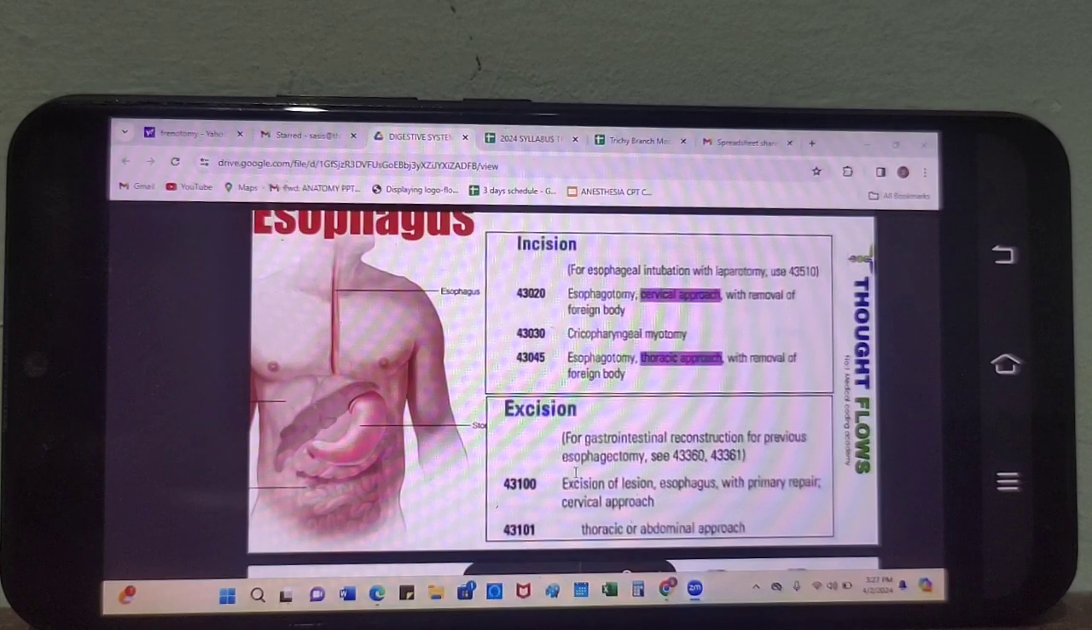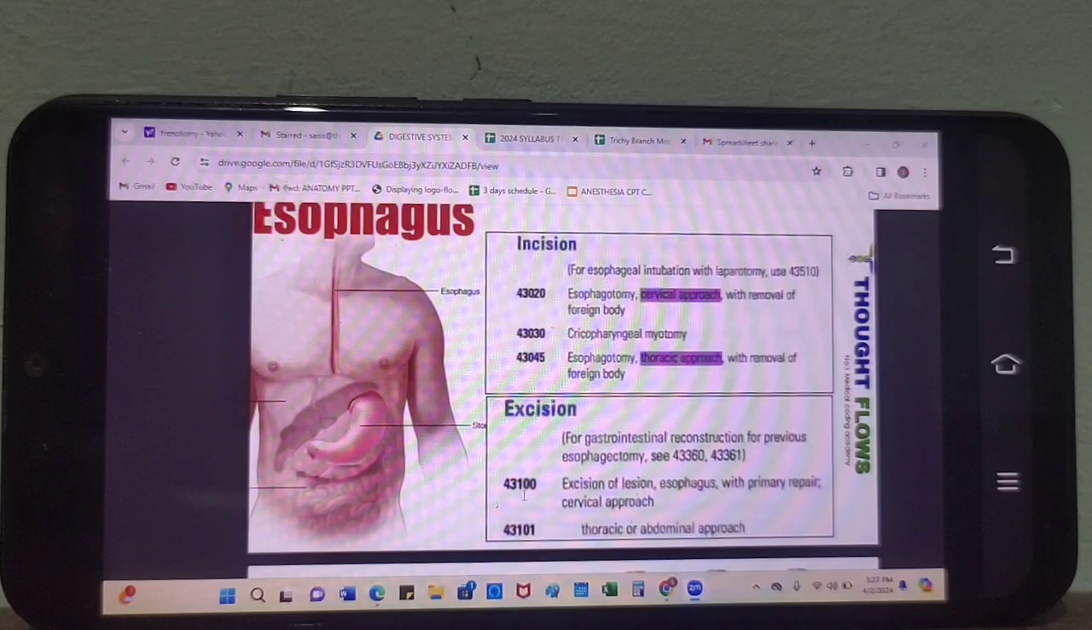Then here, what is the procedure in 4300? Excision of lesion. So removal of lesion from the esophagus. Same like that, for cervical approach 100, thoracic or abdominal approach means go for 4310.